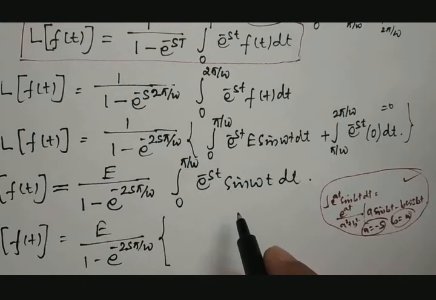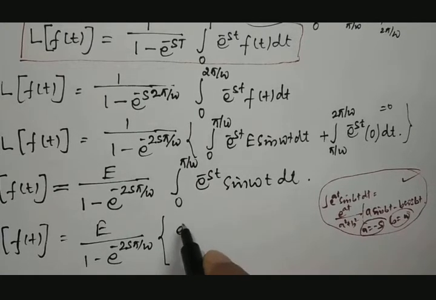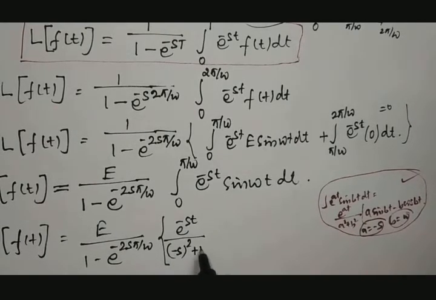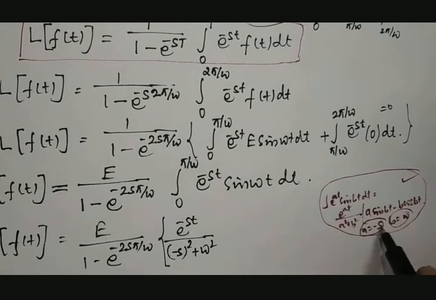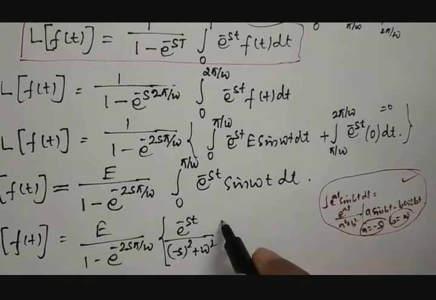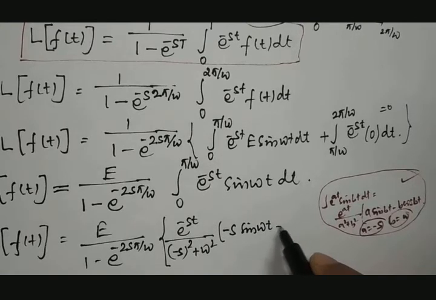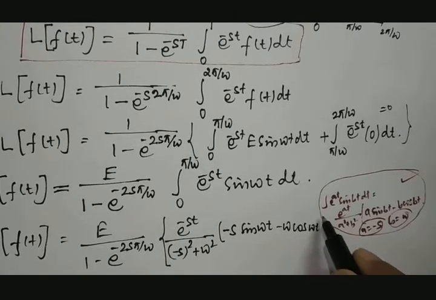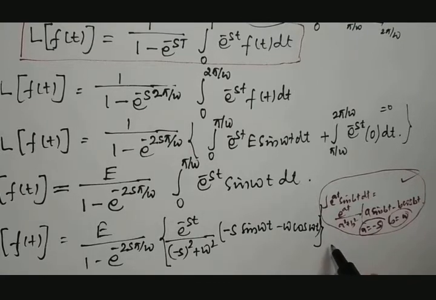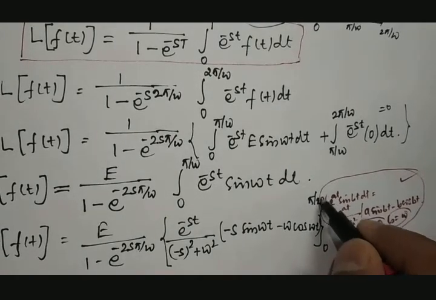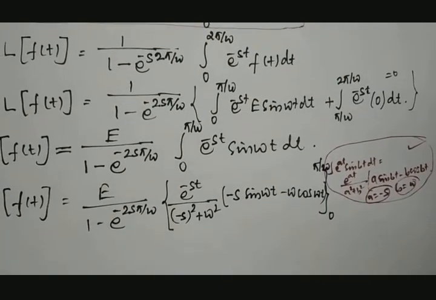What that solution says? The solution says, if you consider this result, then this will be equal to e raised to minus st divided by minus s square plus omega square, because a is equal to minus s and b is equal to omega. This into minus s into sin omega t minus omega into cos omega t. This will be between 0 to pi by omega.